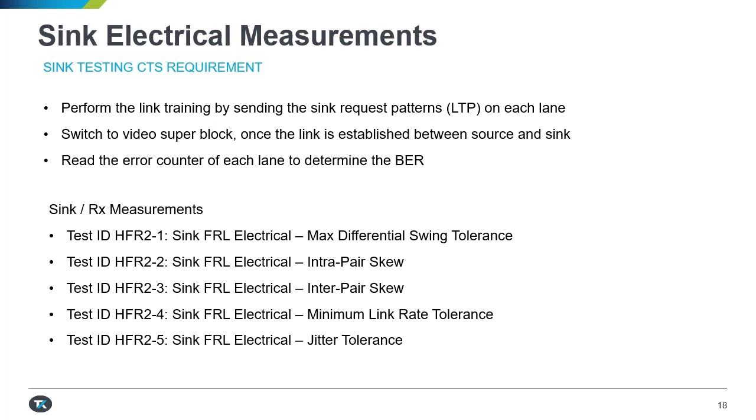Minimum link rate tolerance measurement. This test confirms that the sink DUT meets the FRL link rate tolerance requirement. Jitter tolerance measurement. This test confirms that the maximum allowed jitter is supported by the sink DUT.